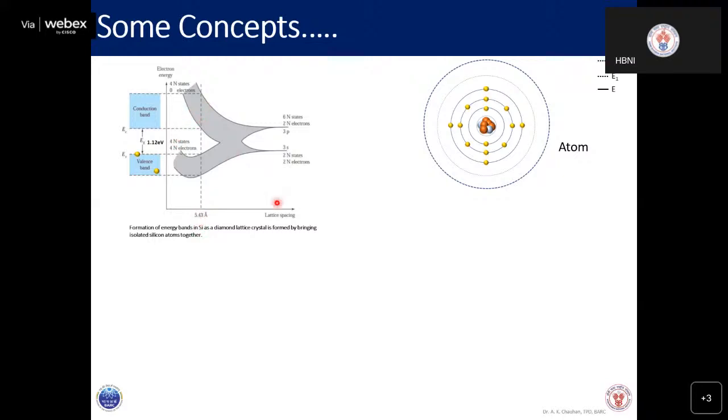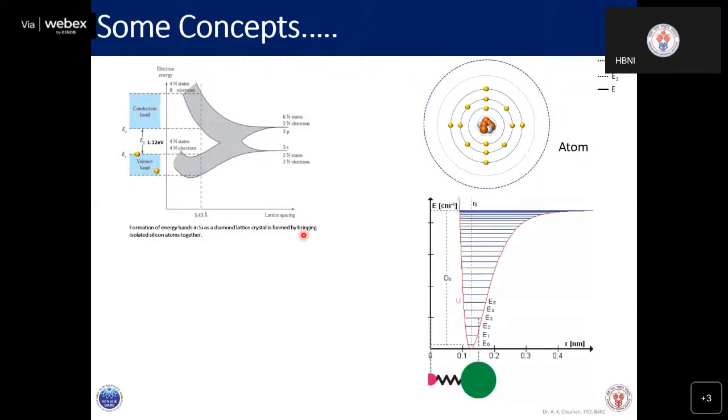So I hope by this you have understood how the bands are formed and how we represent them. This was one part. When the crystal is formed, there is another interesting thing: inside the crystal, the atoms are also vibrating.